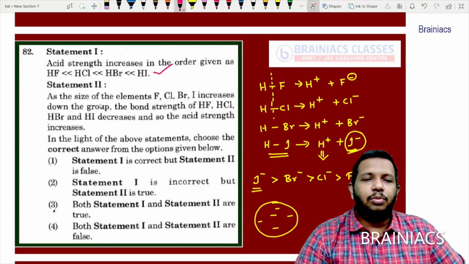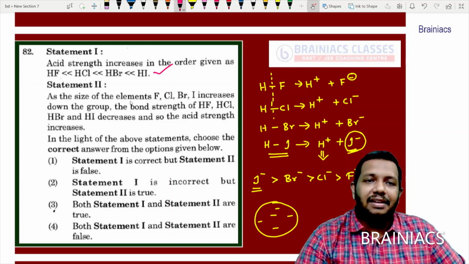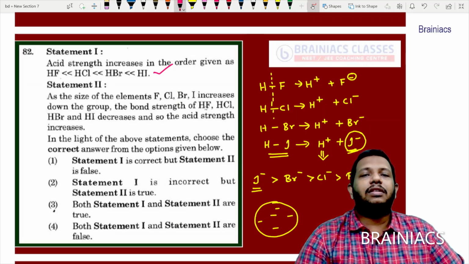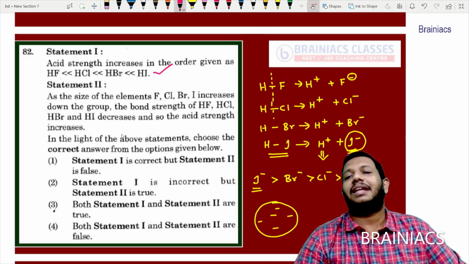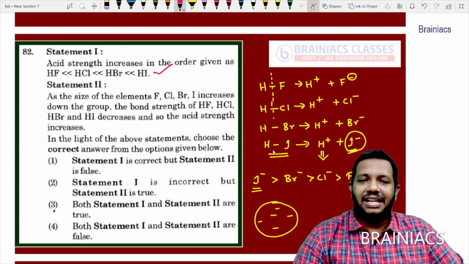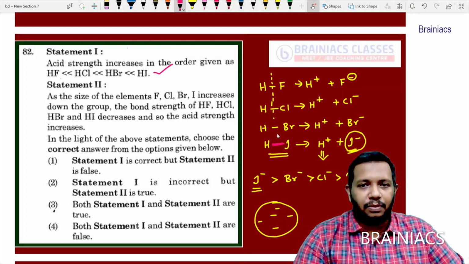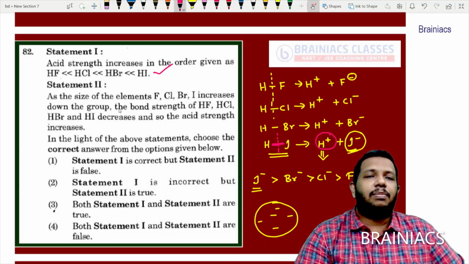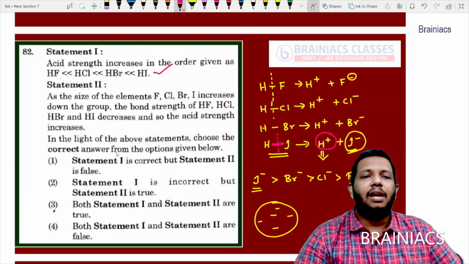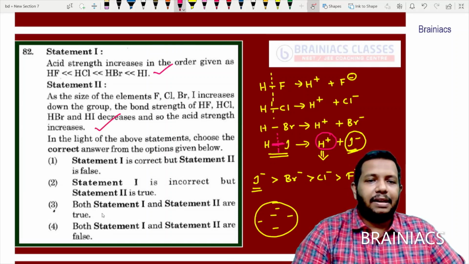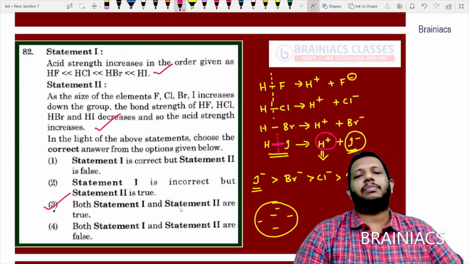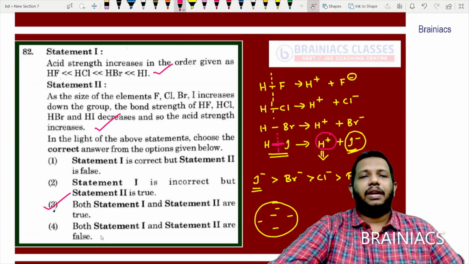Now we go to statement 2. They are telling the same thing. As the size of the elements fluorine, chlorine, bromine increases down the group, the bond strength of HF, HCl, HBr and HI decreases. That is also correct because HI has a much higher bond length. If the bond length is very high, the bond enthalpy is very low. You can easily break the bond. That means it can release the H plus very fast. So statement 2 is the perfect reason for the first statement. So both statement 1 and 2 are completely correct, and option 3 is the correct answer. Clear? I hope it is clear for you.